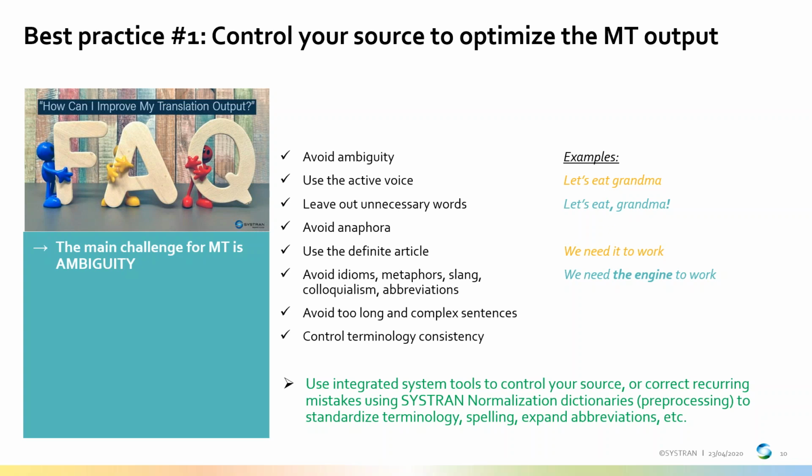We should state the noun again instead of using anaphoras, because there are certain languages like French and German for which the "it" can be translated many ways. It could be feminine, it could be masculine, it could even be neutral. For German, it's very challenging for the tool to identify which noun we were referring to. And instead of "we need it to work," we would rather write "we need the engine to work." And this is completely explicit.